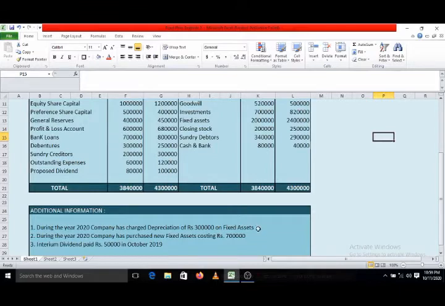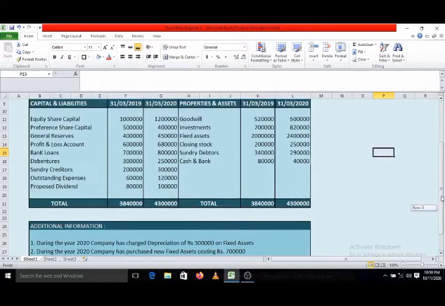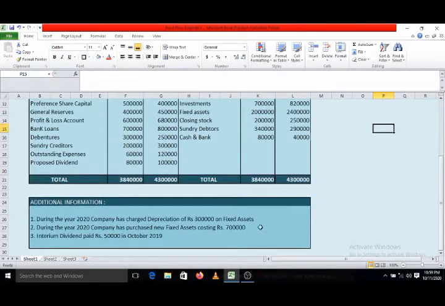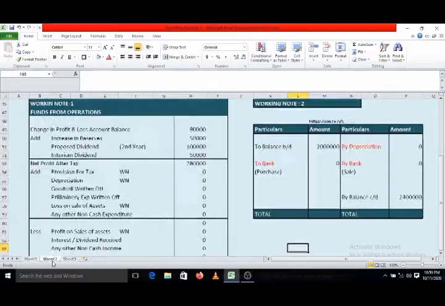So it is better that we will immediately prepare fixed asset account. For fixed asset account, what we require? Opening balance and closing balance. Where it is given, that is on balance sheet asset side. This is our balance sheet. You can check out asset side fixed asset 20 lakhs and 24 lakhs. So these are the opening balance, this is closing balance. So these two balances plus these two information, we will prepare fixed asset account as a working note number 2.